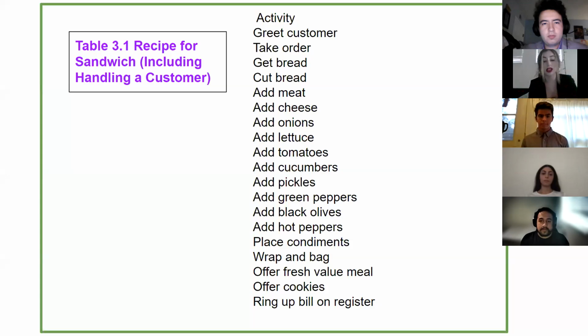For reference, we're going to talk about Subway. In Subway, this is kind of like a detailed recipe for a sandwich, including handling a customer. So we start off with the activity, which is greeting the customer and taking their order. The customer walks up, they ask for bread, they want it cut, you add the meat, cheese, onions, lettuce, whatever you want on the sandwich. Then the next person, if there is another employee, is going to work on placing condiments and wrapping it up in a bag. The other two employees work on offering a fresh value meal, offering the dessert, which could be a cookie, and then the last person could be ringing up the customer at the register.